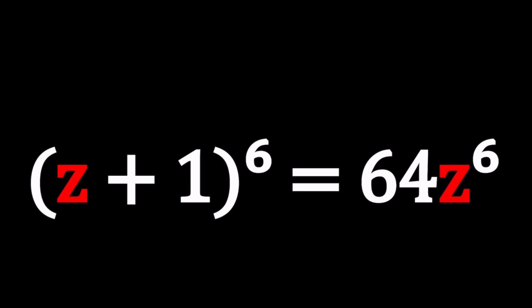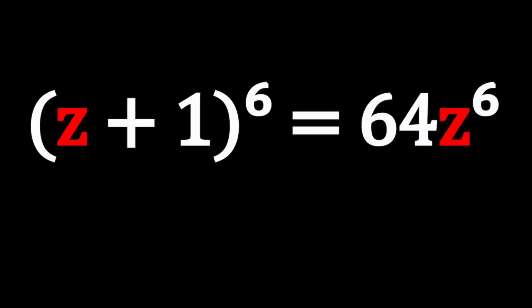This channel is all about complex numbers, and in this video we're going to be solving a hexic equation with complex numbers. We have (z + 1)^6 = 64z^6, and we're going to be solving for z values. To be able to solve this problem, there's a couple different methods we can use. Let's start with the first one.